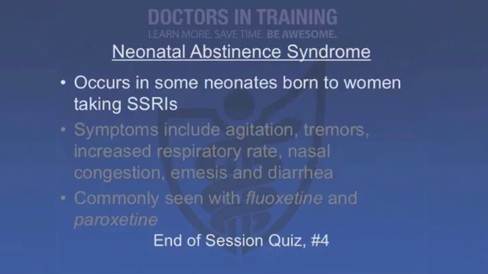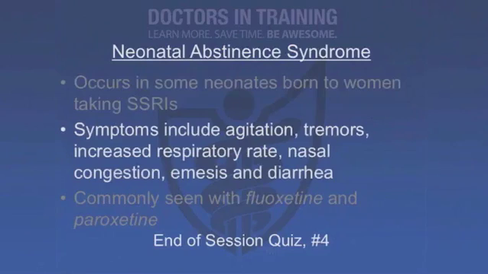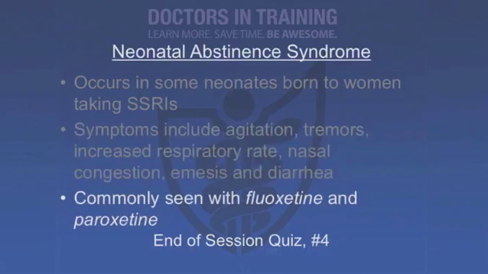Next, explain neonatal abstinence syndrome. So this is a very interesting phenomenon. Neonatal abstinence syndrome occurs in some neonates born to women taking SSRIs. Symptoms include agitation, tremors, increased respiratory rate, nasal congestion, emesis, and diarrhea. Symptoms are more commonly reported with fluoxetine and paroxetine exposure.